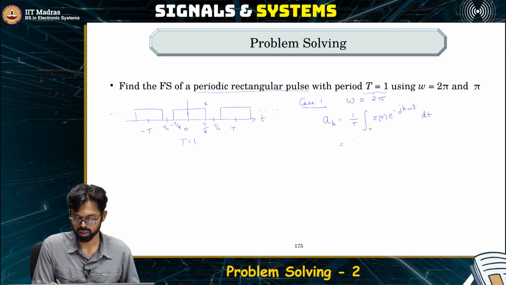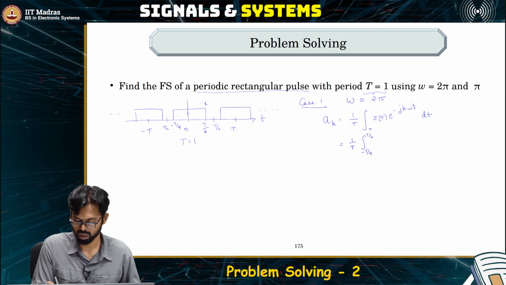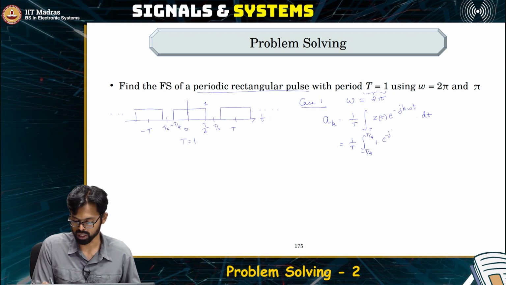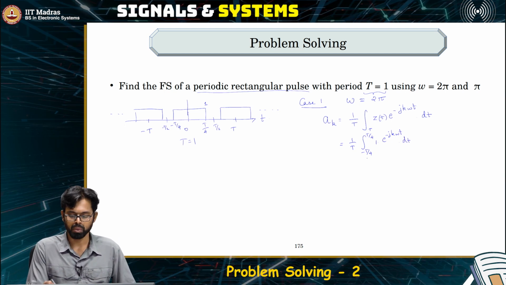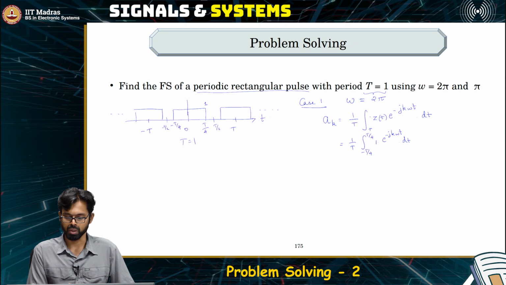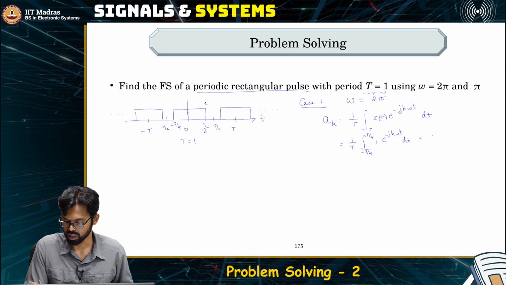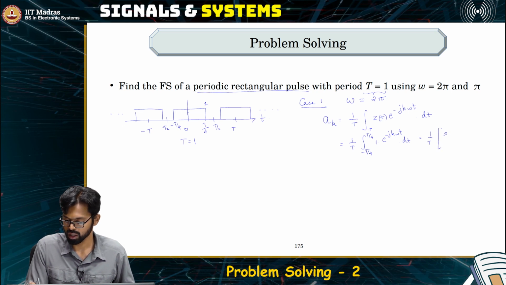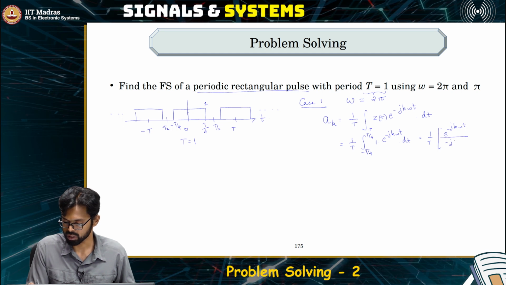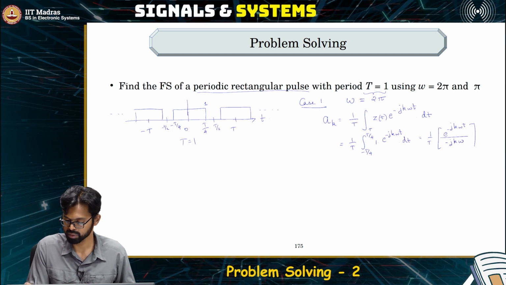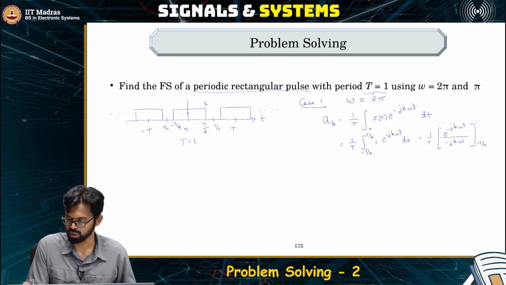So for a rectangular function, you have 1 by T integral minus T by 4 to T by 4, 1 times e power minus j k omega t. This is something that we already did before. So the rectangular function is 1 in this interval minus T by 4 to plus T by 4, it is 0 everywhere else. So we can just say that this is 1 by T times e power minus j k omega t divided by minus j k omega, and the limits are minus T by 4 to plus T by 4.